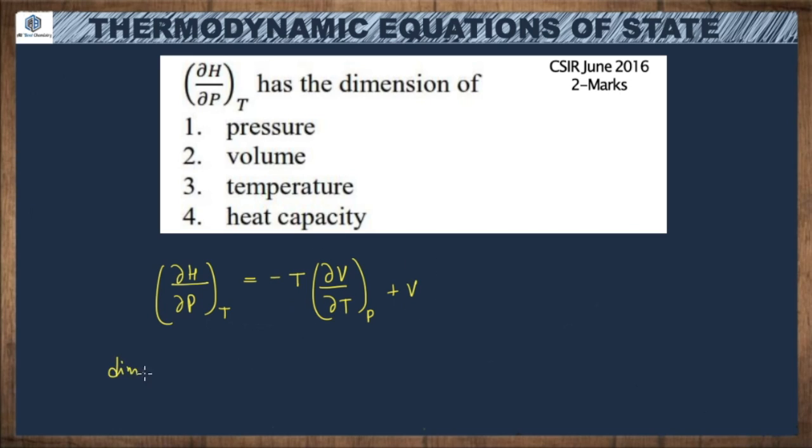So we can say that the dimension of del H by del P at constant T is equal to the dimension of volume. Why am I taking volume and neglecting the other term? Because the dimensions of all three are equal, and the other term is difficult to solve. Volume is quite simple, you can see it directly from here. So it will have a dimension of volume. Without doing anything, in less than 30 seconds, you can answer that the answer will be option number 2, that is volume.